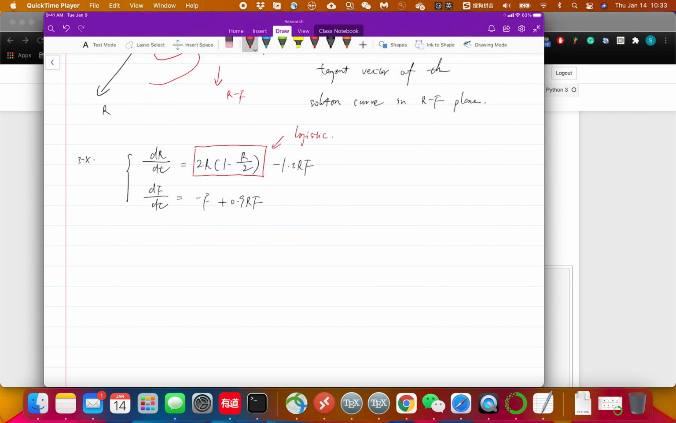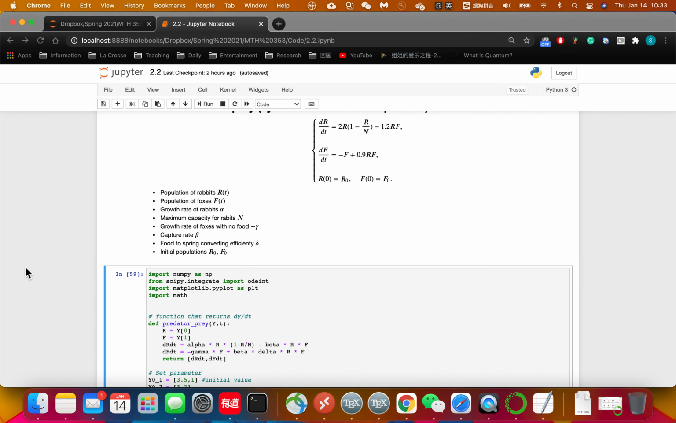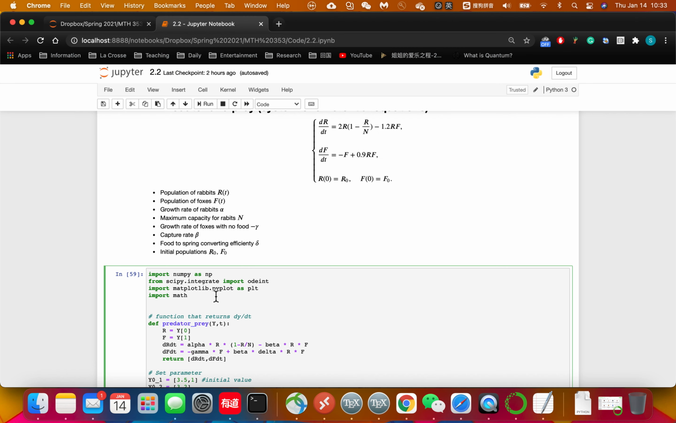And to solve this one, you can imagine how hard it is going to be. Just like the first time when we solved the exponential growth, it's super easy. Logistic took us a while. This one is hard to solve. But to draw the direction field is super easy. We can simply just draw it using a computer.